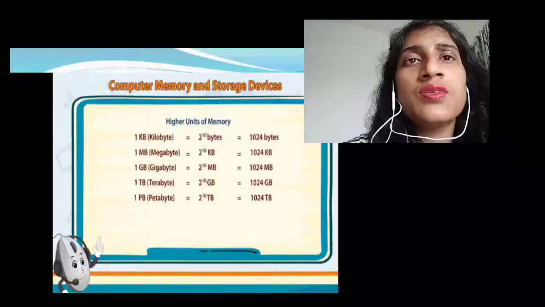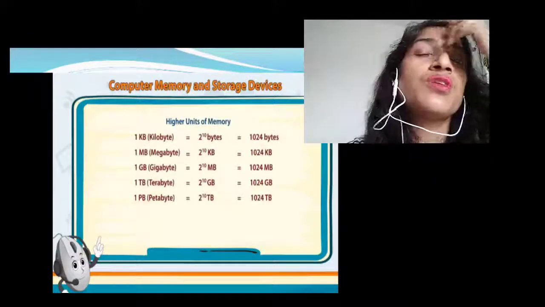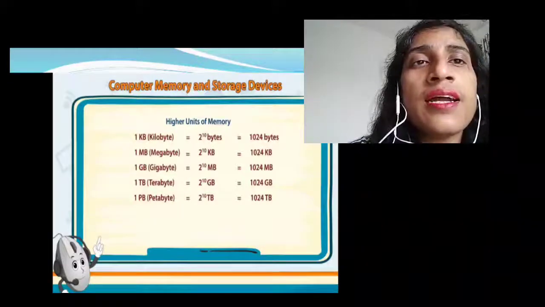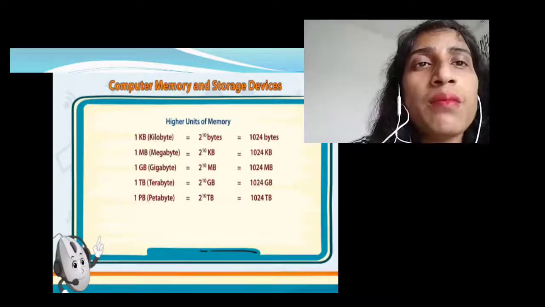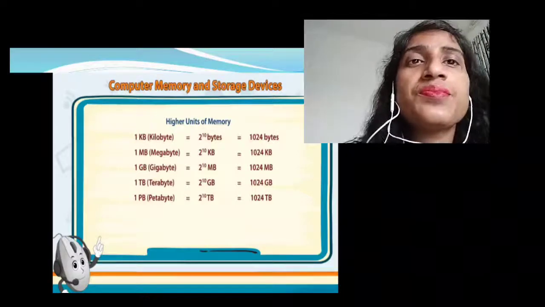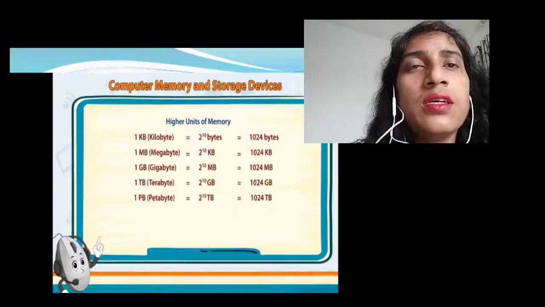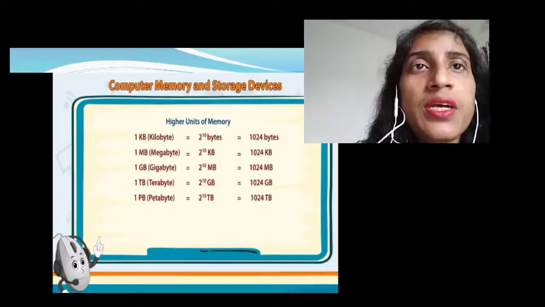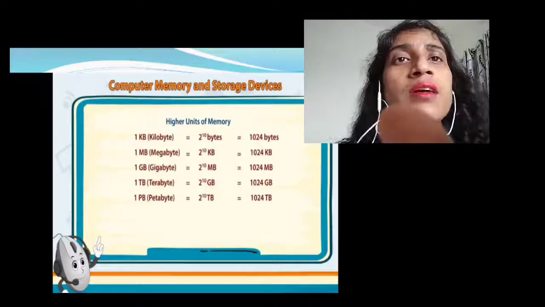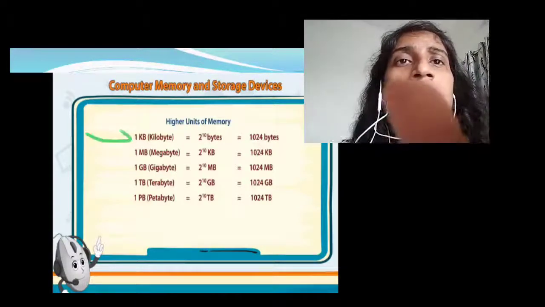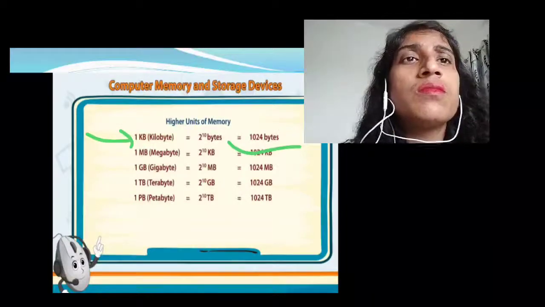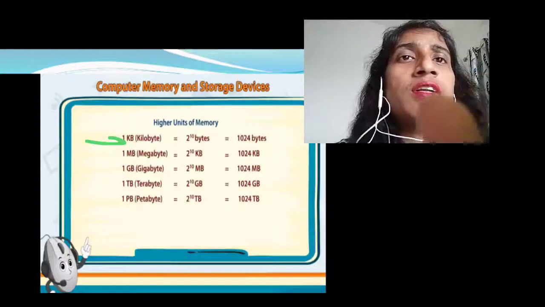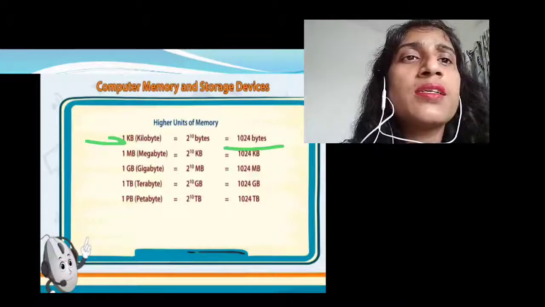Now, in your computer textbook, the units from kilobyte to petabyte have been described. First of all, 1 byte is equal to 8 bits, I already told you. Now, in this slide, 1 kilobyte is equal to 1024 bytes.